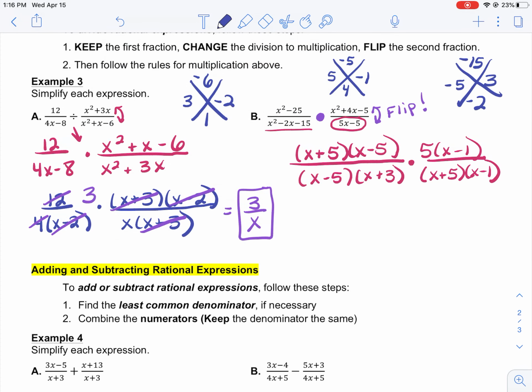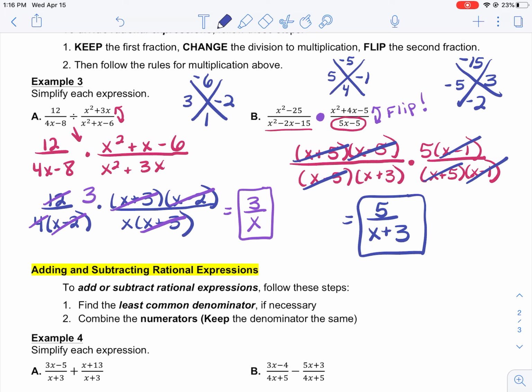Okay, so now I can cross out. I have an x minus 5 here and here. I have an x plus 5 on top, an x plus 5 on bottom, and I have an x minus 1 and an x minus 1. So after all that, I get just 5 over x plus 3.